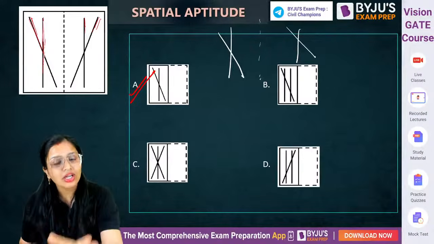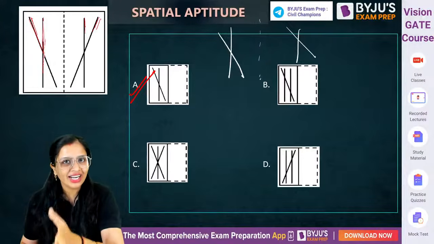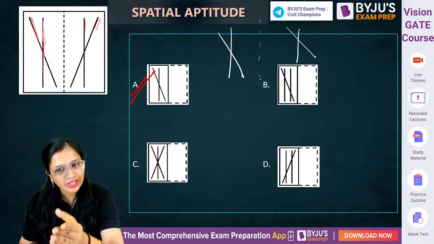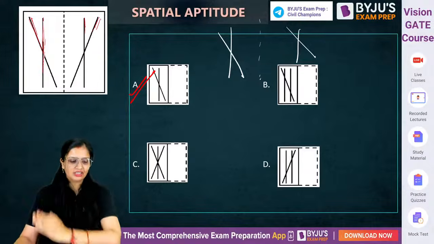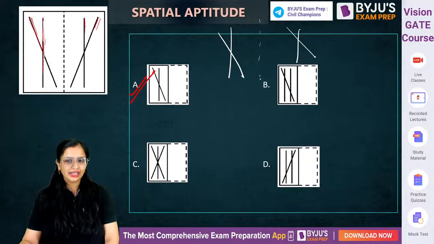If you want, draw it on a piece of paper. There is no big diagram, you can make it. You will find that A will be the correct answer for it. Getting it? It's simple.